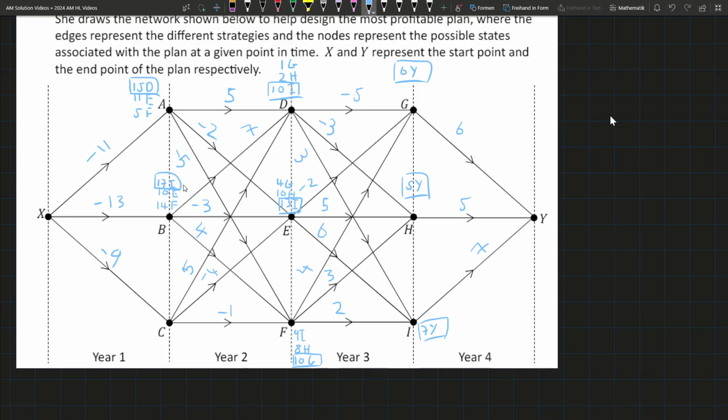Wait, I? There's no I here. Why did I write I? This is going up to D. I wrote I because I could see the I up there. That's 17 going to D. We want to do that.